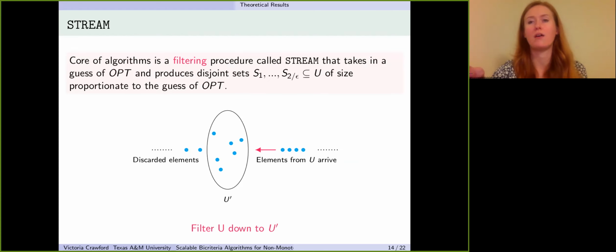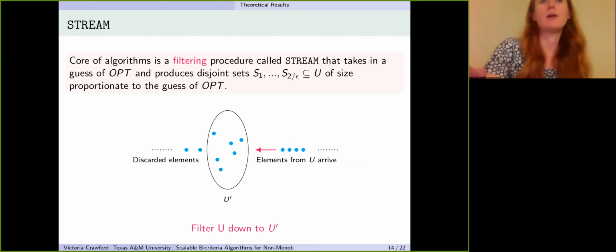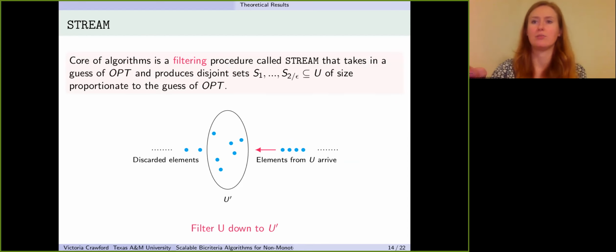At the core of the several algorithms proposed in this paper is a subroutine called stream. Stream is essentially a filtering down procedure. It goes through the universe U in one pass in an arbitrary order and picks a much smaller set compared to U. As an input, the algorithm stream requires a guess of opt, the cost of the optimal solution, and it uses that guess in order to decide what elements of the universe to discard or to keep.